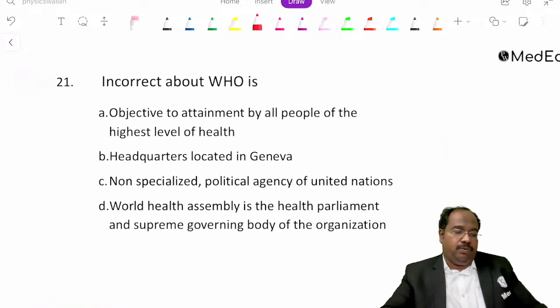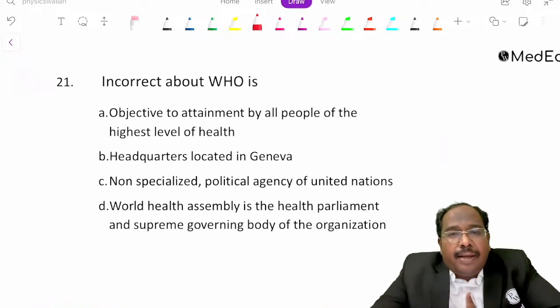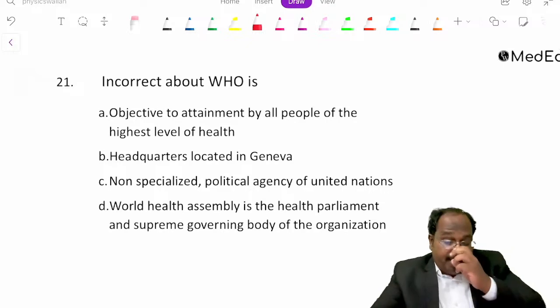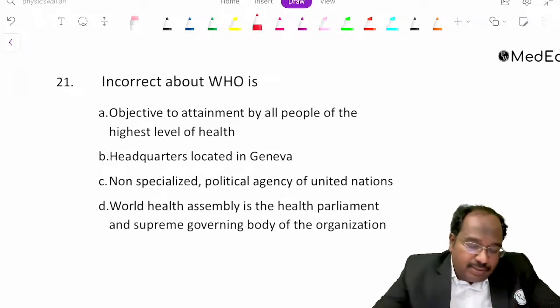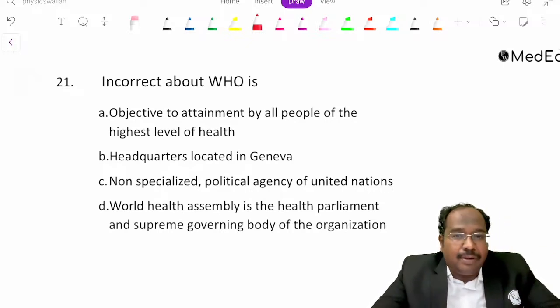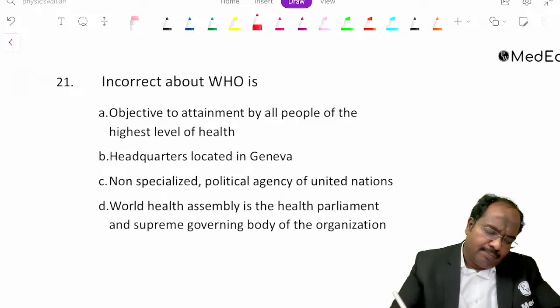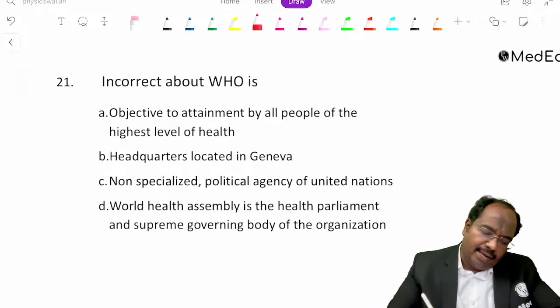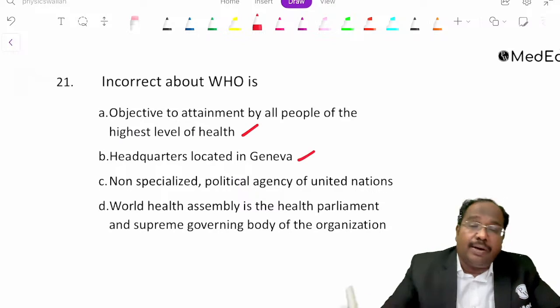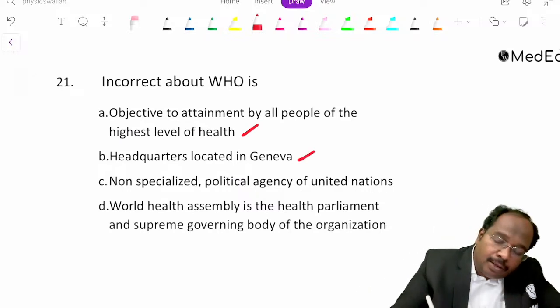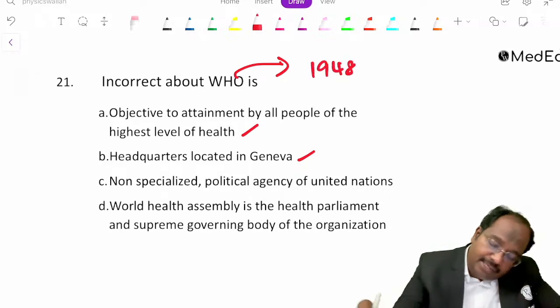Answer this question. Incorrect about World Health Organization. What is the statement? International health, you get 1 or 2 questions in every exam. So what is incorrect? All are right, guys. Objective: attainment by all people of the highest level of health. Its headquarters is located in Geneva. WHO came into force in 1948.